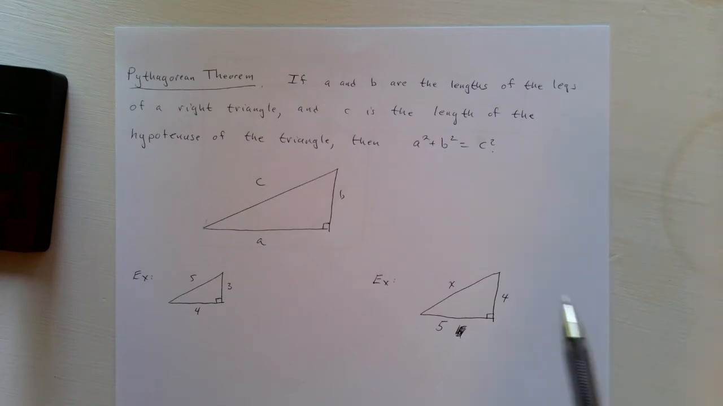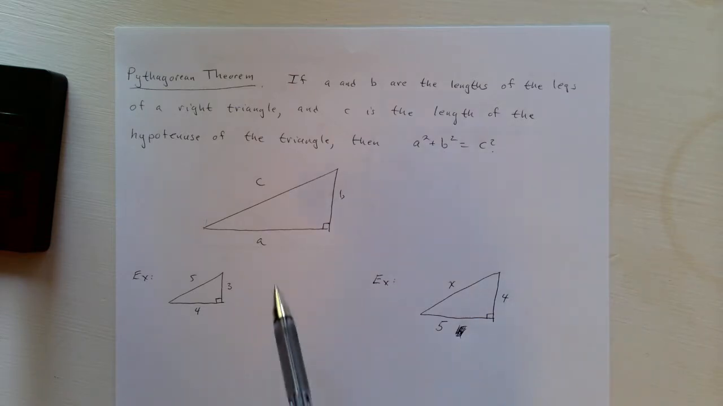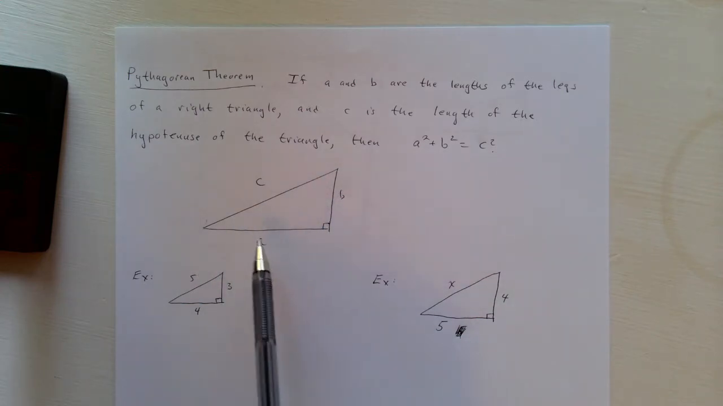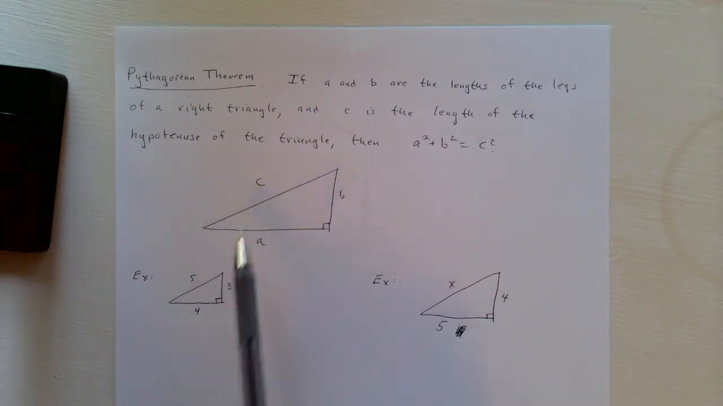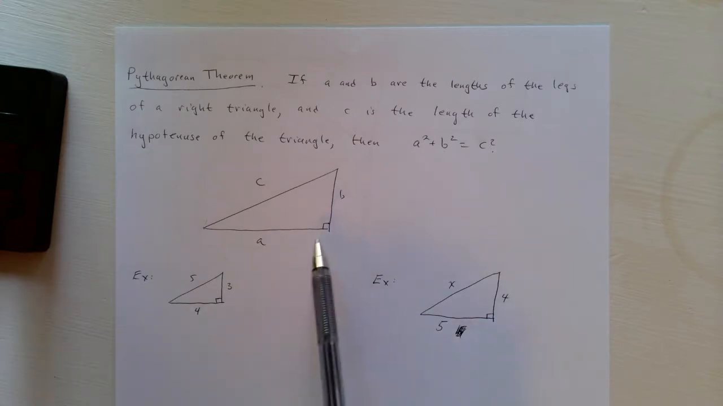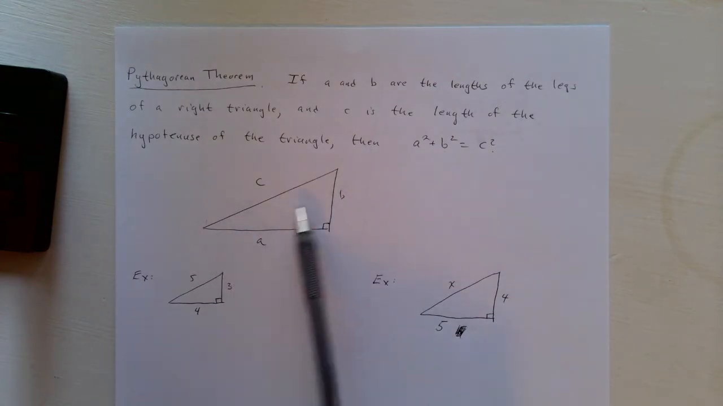And you can see in its full glory, all written out. It says if A and B are the lengths of the legs of a right triangle, and C is the length of the hypotenuse of the triangle, then A squared plus B squared equals C squared. Okay, it's a lot easier just to look at the picture, the more visual version. Of course, the legs are the shorter sides, and the hypotenuse is the longest side, and the legs are at right angles to each other. So if A and B are the lengths of the legs, and C is the length of the hypotenuse, A squared plus B squared equals C squared.